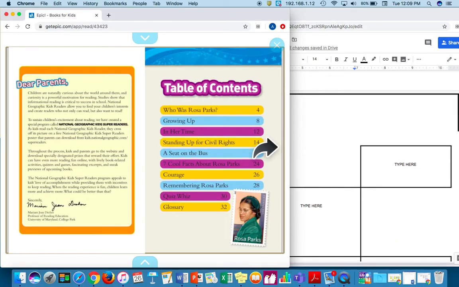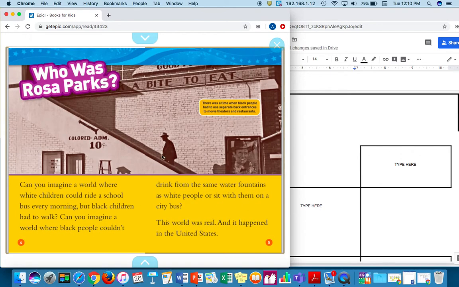Rosa Parks. Here, like in most nonfiction books, we have the table of contents. So if I wanted to know about her growing up, I can go to page 8. If I wanted to know about her standing up for civil rights, I can go to page 14. Since it's the very beginning, we're going to start with who was Rosa Parks. Can you imagine a world where white children could ride the school bus every morning, but black children had to walk? Can you imagine a world where black children couldn't drink from the same water fountains as white people or sit with them on the city bus? This world was real, and it happened in the United States.